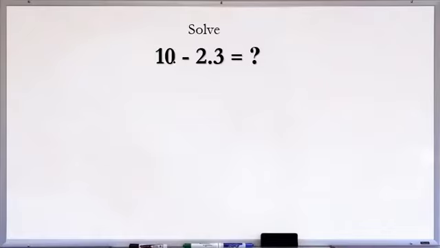Solve 10 minus 2.3. We will start with the 10, and then 2.3. There's a decimal point here, so that means we need to create one for the 10. We will also observe that there is a number after the decimal point for the 2.3. That means we need to create a 0 there. So we'll now fill this up. We have the decimal point there, and then we have a 2, and we have a 3.